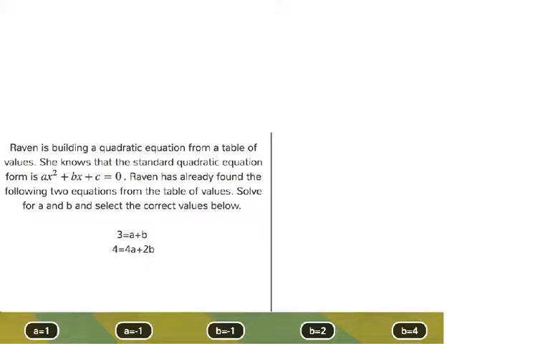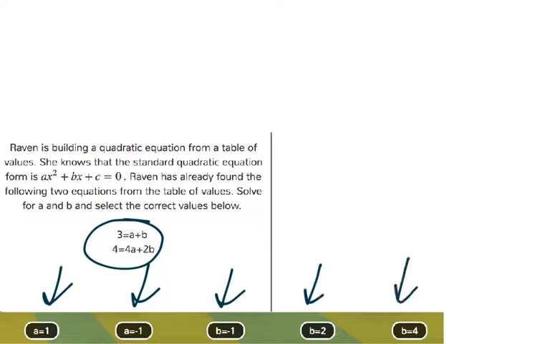Alright, in this problem it says Raven is building a quadratic equation from a table of values. She already knows that the standard quadratic equation form is ax squared plus bx plus c equals 0. Raven has already found the following two equations from the table of values, and they are here below. Now we just need to solve the system of equations there to get a and b. You can see all the answers at the bottom are just asking for your a and b values.